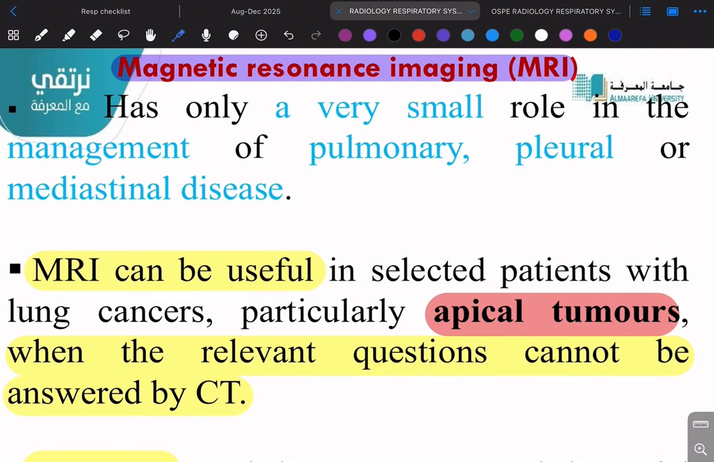But when do we use it? We use it in 2 conditions. We either use it usually in apical tumors if the CT did not help us. I mean, if the CT did not answer any questions we have or the relevant questions, then we move to MRI. But it's not usually the first method we use. We usually use the CT first. If we couldn't figure out anything from the CT, then we move to the MRI.